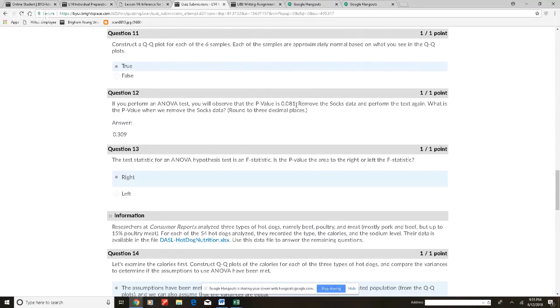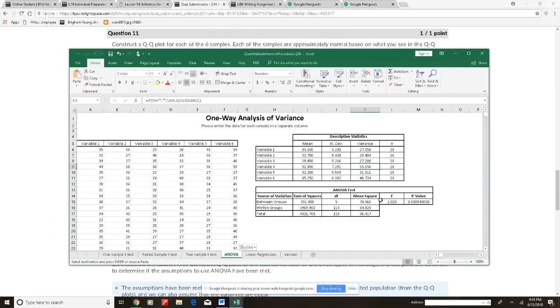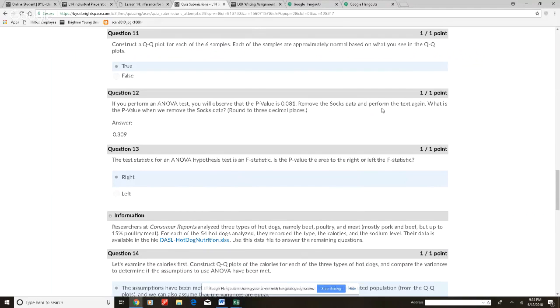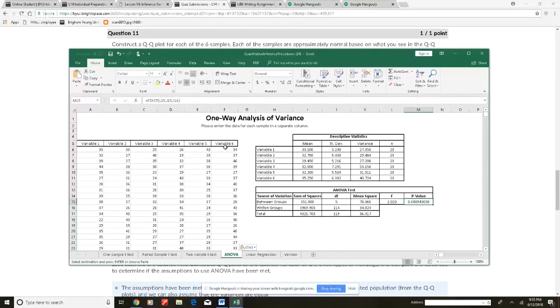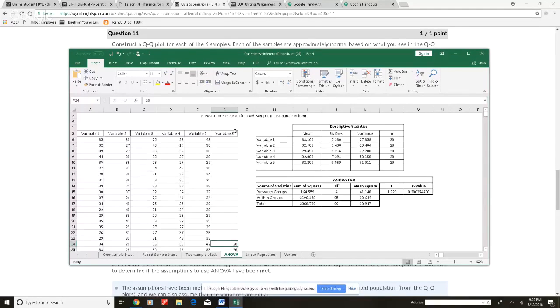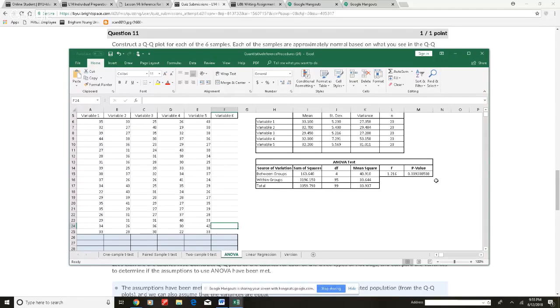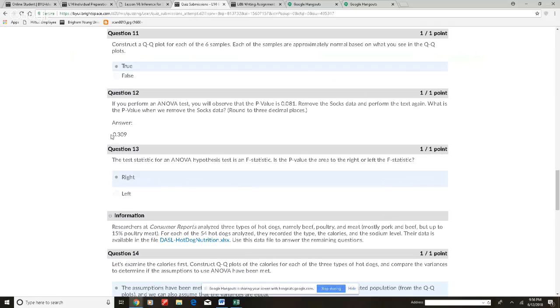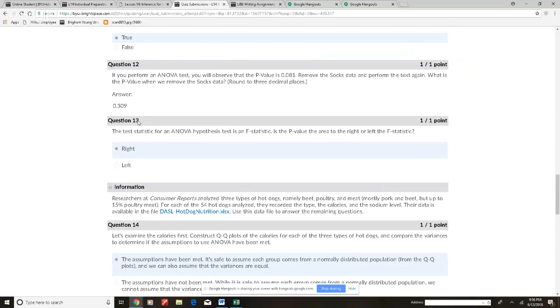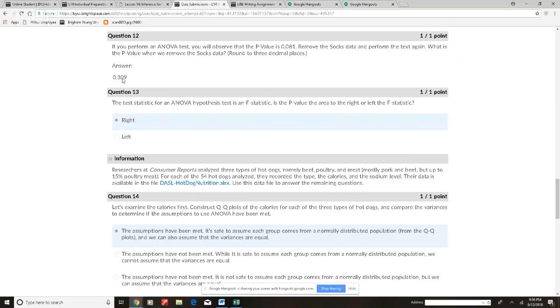From an ANOVA test, what is the p-value? 0.081. So that's right here. P-value 0.08. That's the answer, right? And then remove the SOX data and perform the test again. What is the p-value? Easy, right? So you just go here, delete this whole thing. And then the p-value now is 0.309.